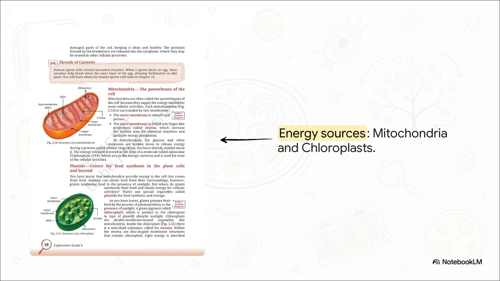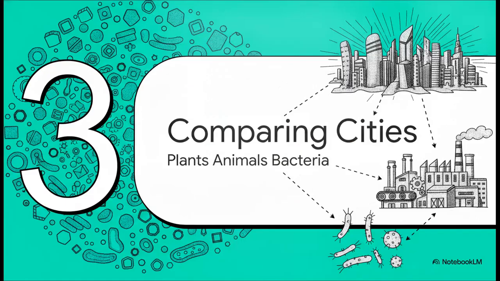And if we look at plants, they actually take it a step further with chloroplasts, which act like biological solar panels that synthesize food directly from sunlight. Part 3. Comparing cities, plants, animals, and bacteria. Because, of course, not all microscopic cities have the exact same infrastructure.